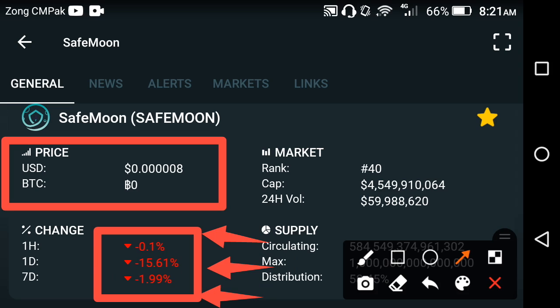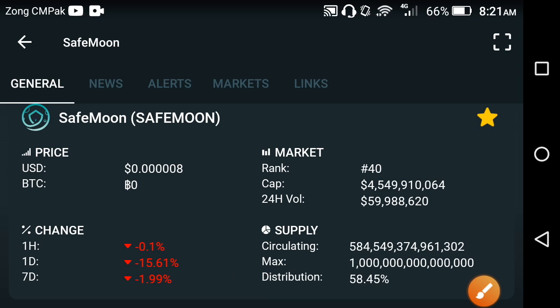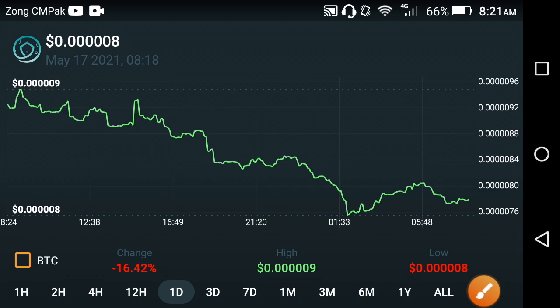A lot of people also ask me this question: why is the SafeMoon price going down? In the start of May, the price of SafeMoon was going up. But now, what's the reason behind it? Why is the SafeMoon price going down so quickly and fast? So let's see, my friends, the price chart in more detail, and I will try to explain it.